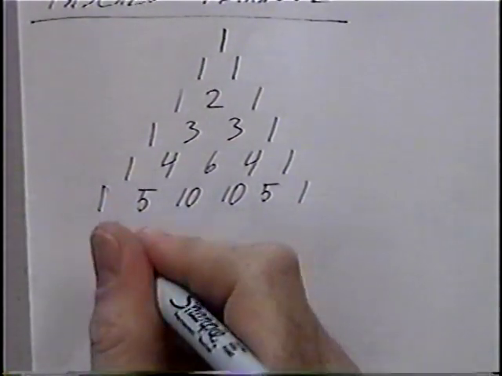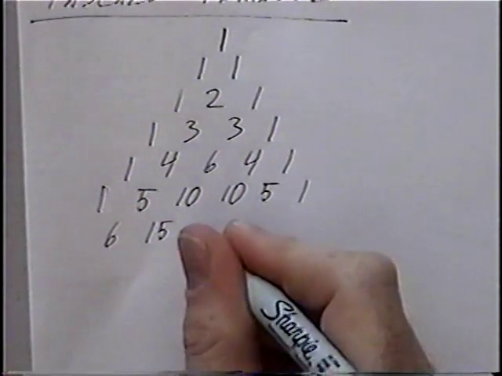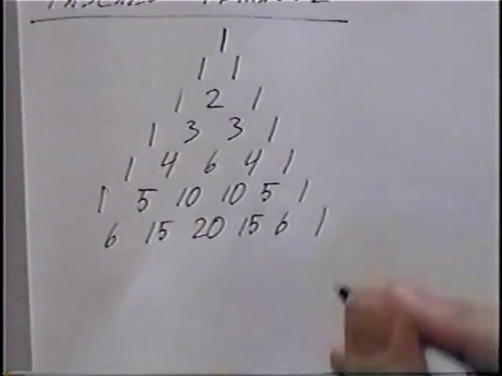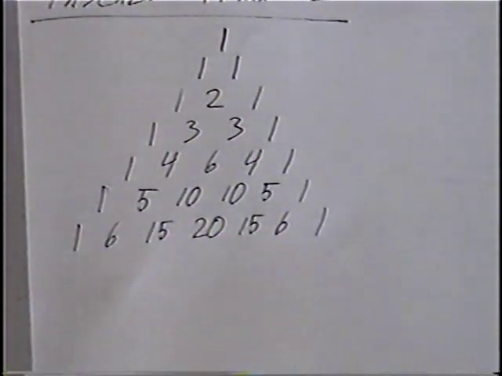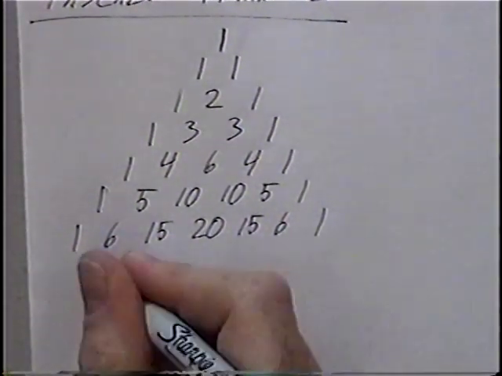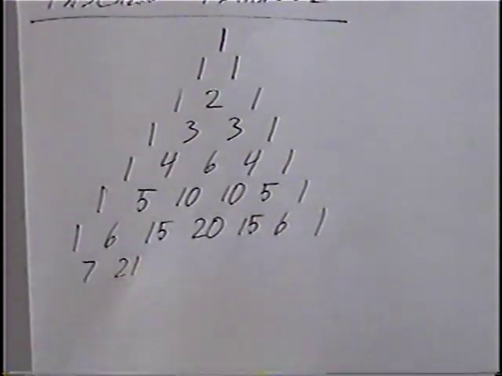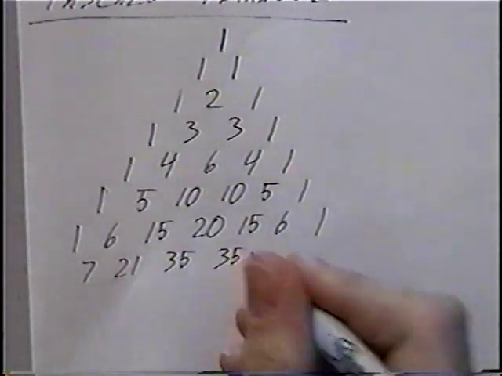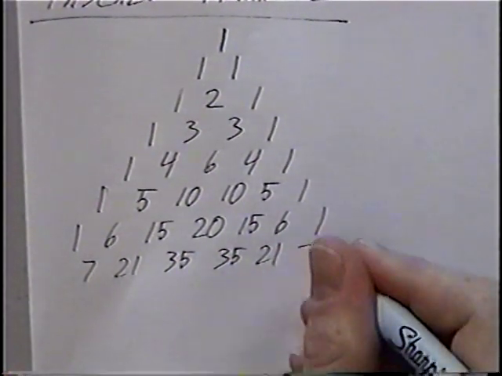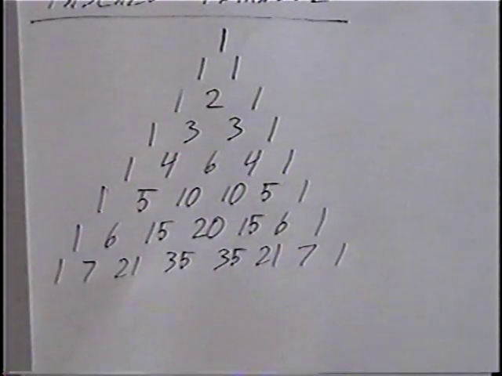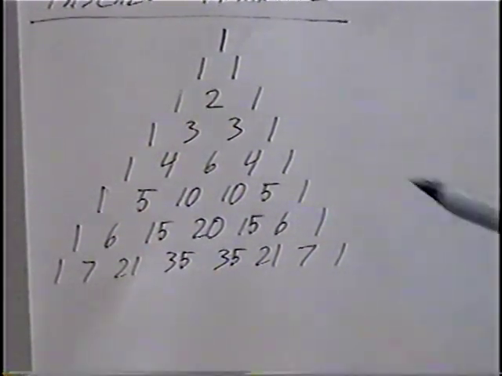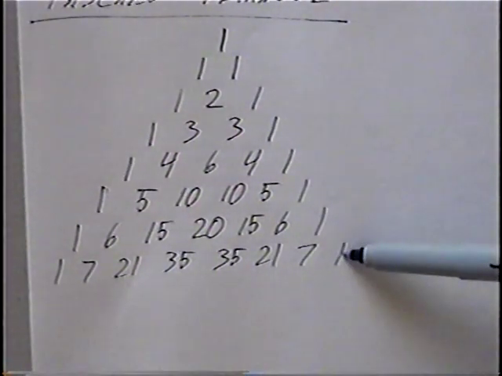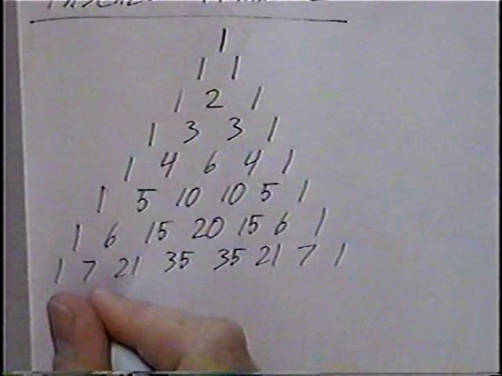The next row would be 6, 15, 20, 15, 6, and 1 on both sides. Next row would be 7, 21, 35, 35, 21, 7, and 2 1s. This last row that we did, that would be row 1, 2, 3, 4, 5, 6, 7, 8, and we'll continue on to do 1 more.